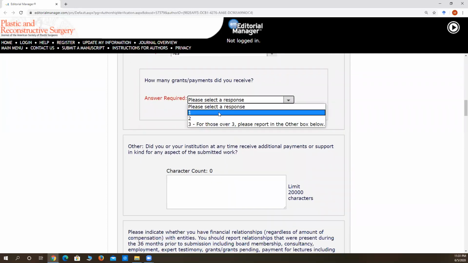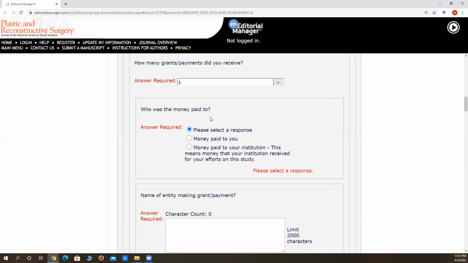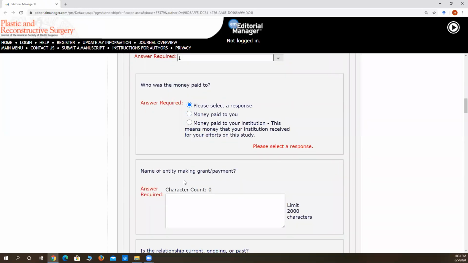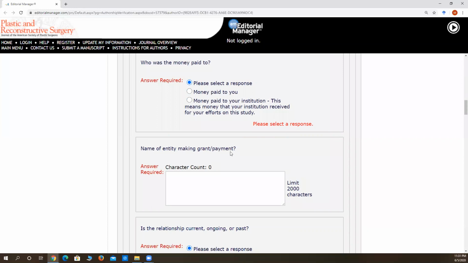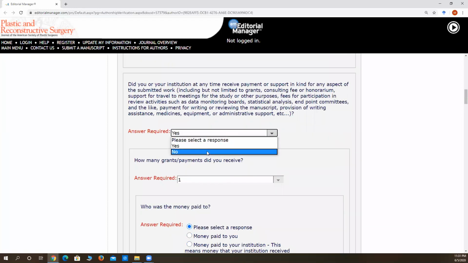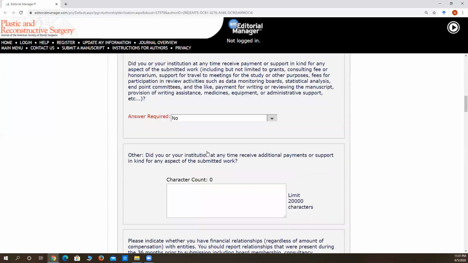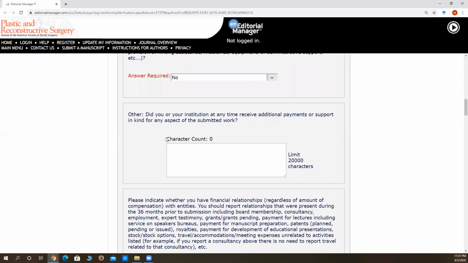They will ask you how many times you received payment, and they'll ask you, is it paid to you, to your institution, and give the name of the entity. I want to click no. And if you don't have any additional payments, just leave this box blank.